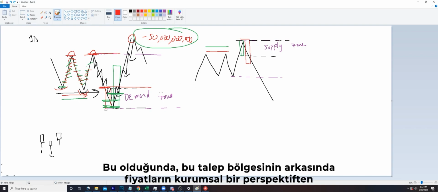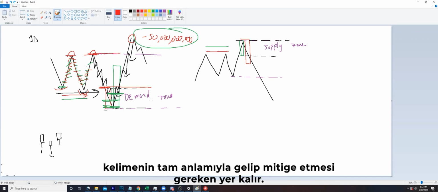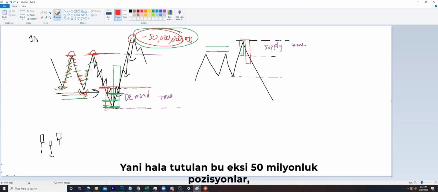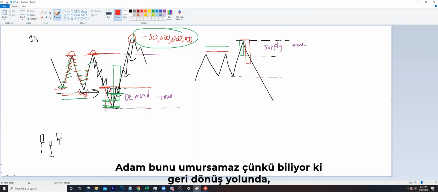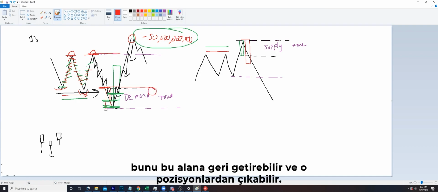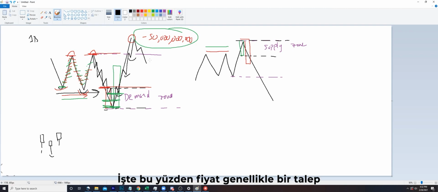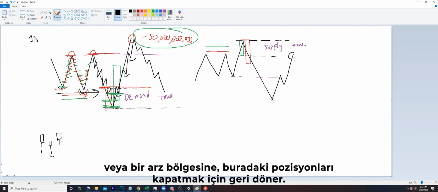So when that happens, we leave behind this area, this zone of demand where price literally has to come and mitigate from an institutional perspective. So these negative $50 million positions that are still being held, the Composite Man doesn't care, because he knows that on the way back down, he can bring it back to this area and exit those positions. So that is why price will oftentimes come back to a demand or to a supply zone to close out of the positions in here.